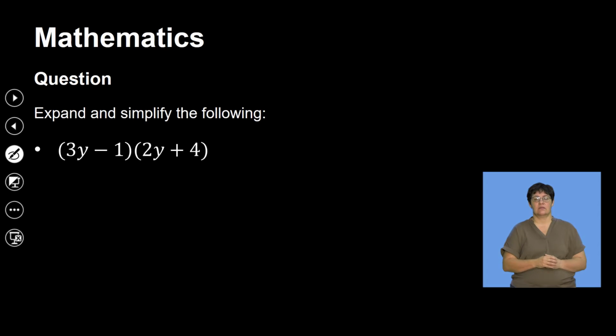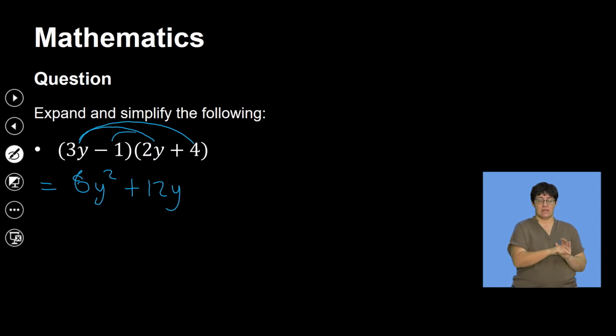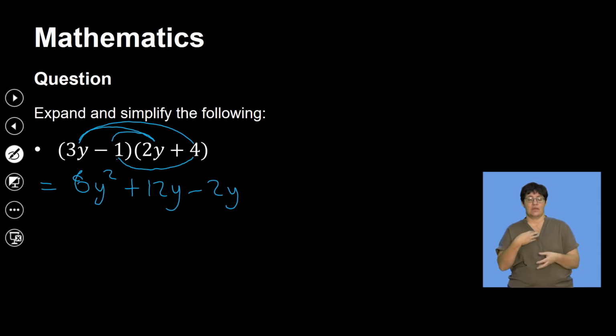The other example we have here is also still a binomial multiplied by a binomial, and I'm just going to go straight to using FOIL here. The 3y and the 2y will give me 6y squared, and then the 3y with the 4 will give me plus 12y, minus 1 and that 2y there will give me minus 2y, and then lastly the minus 1 with the 4, it will give me negative 4.